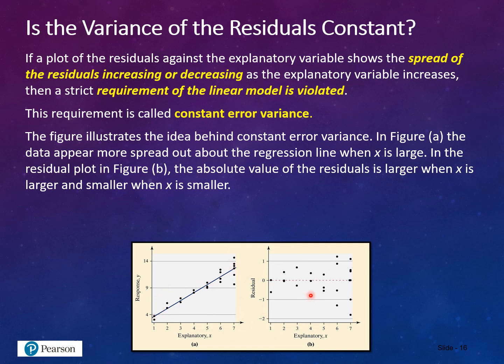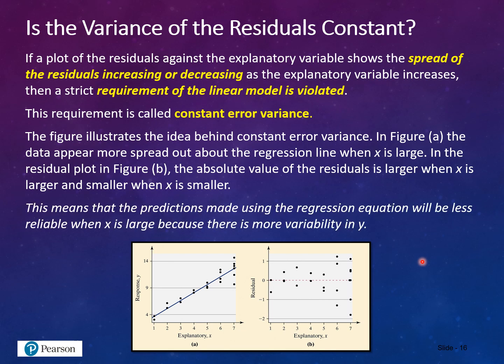In the residual plot in figure B, the absolute value of the residuals is larger when x is larger and smaller when x is smaller. So again, we have this. This means that the predictions made using the regression equation will be less reliable when x is large because there's more variability in y. You can see here again that they are more spread out here versus the residuals close to x equals 1 or lower values.